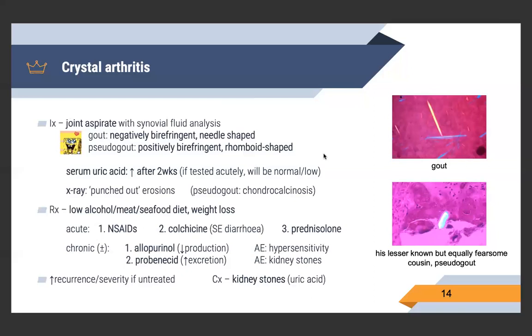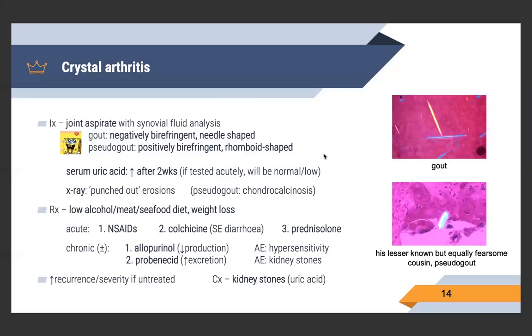In terms of how you manage it, obviously you want to decrease the high purine diet and you want weight loss as well, which comes back to the risk factors. Acutely, it's important to know the order because this comes up all the time. First, you start off with NSAIDs. Then you would do colchicine, and a typical side effect for this is diarrhea. And only then would you do prednisolone if those haven't worked. That's the stepwise management for acute.